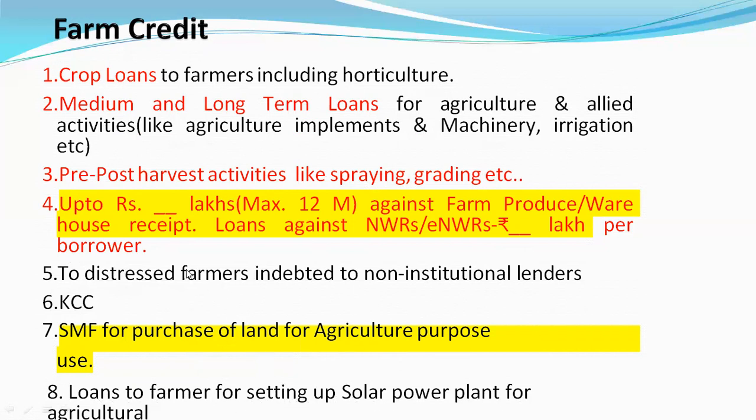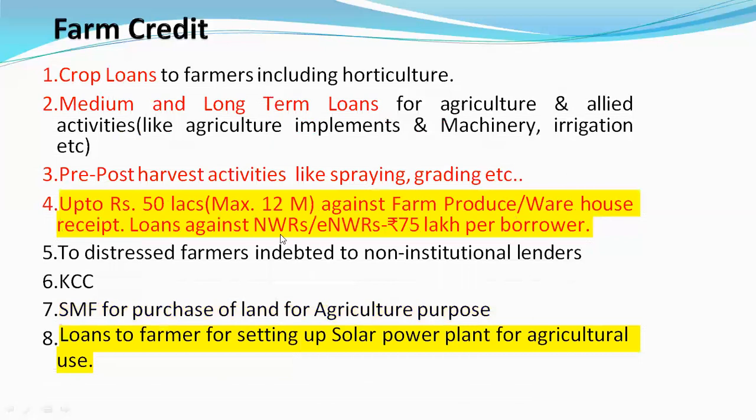So here you have to give the answer to two questions. First, how much amount can be given to a farmer for farm produce or warehouse receipt, and how much amount can be given against NWR and ENWR, that is negotiable warehouse receipts, and E, electronic negotiable. Let's see the right answer. Okay, the correct answer is 50 lakh for normal receipt and 75 lakh for NWR and ENWR.